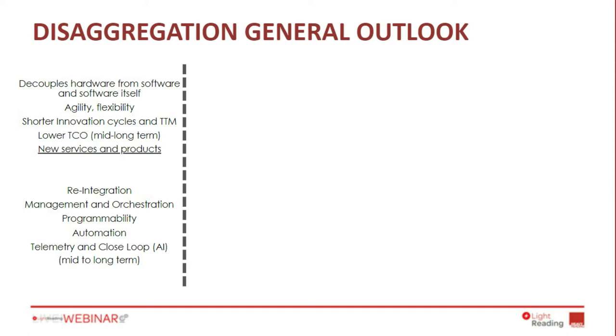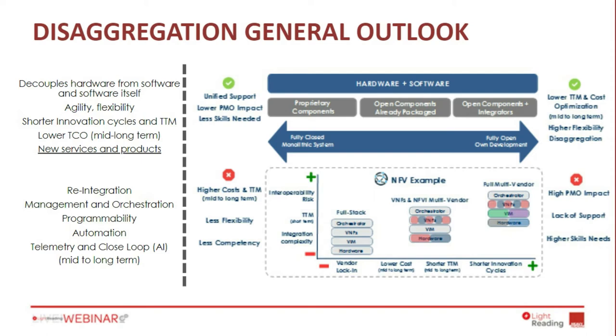So all these aspects have a huge impact in the operator's PMO, or present mode of operation, from a technology, process, skill, and culture perspective. You can see in the picture on the right side of the slide an example related to NFV about different disaggregation levels from a completely monolithic system to a fully open one, together with the advantage and challenge of each one of these setups. This conclusion is not only valid for the NFV scenario, but applies to any scenario making the disaggregation journey. In fact, Sven will detail this aspect, for example, for the specific case of SD-WAN.